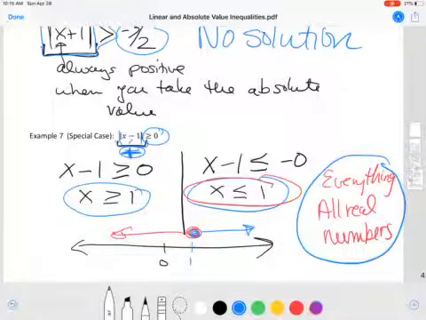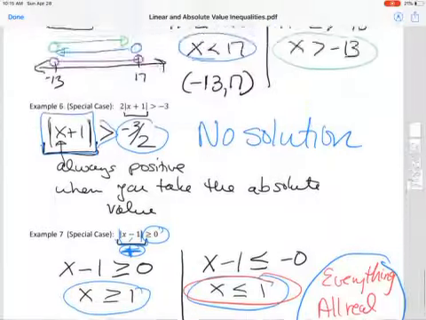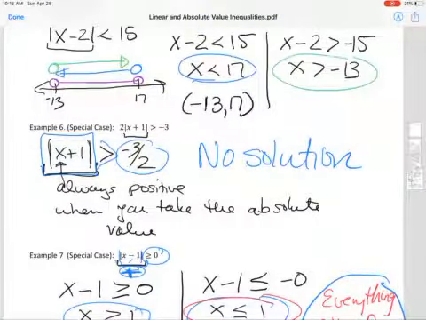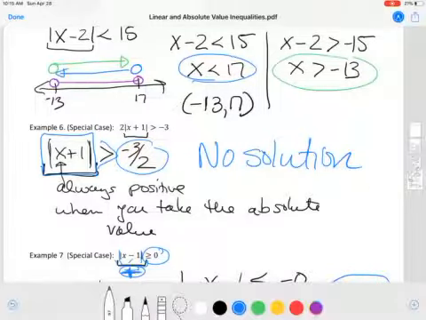Versus up here, nothing I put up here is going to work because it's no solution. No matter what number I plug into this, it's never going to give me a true statement.